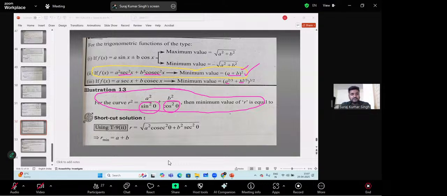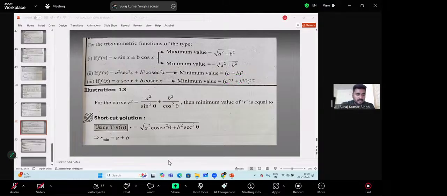So now the trick is saying what? The minimum value will come just by watching a square cosec square theta and b square sec square theta. Using this trick, you can see this is coming a plus b whole square, and inside the root, after the root it will come a plus b. So you can see, for getting the maximum and the minimum value, we will use some of these tricks also.